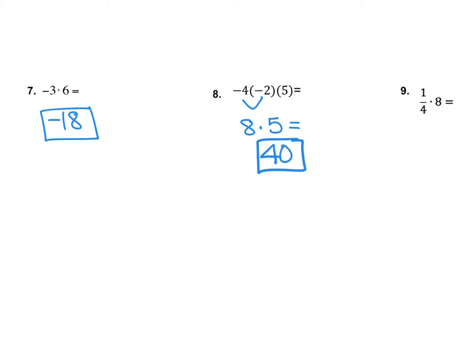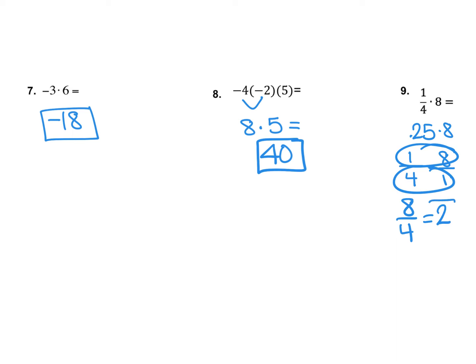And number 9, we have 1/4 of 8. Now you could just plug this in your calculator. You could do 1 divided by 4, which is 0.25 times 8. Now 1/4 of a number is like taking 8 divided by 4. However you want to do this one, or I could do 1 all over 4 times 8 all over 1. And remember, when you multiply fractions, you take the top number times the top number and the bottom number times the bottom number, which is going to give me 8 all over 4, which is then going to be positive 2.